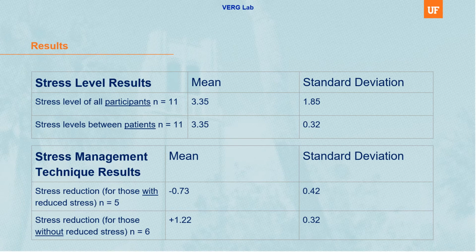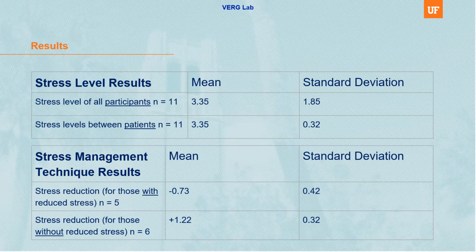To measure stress levels, we looked at the stress levels of all participants as well as the stress level of each virtual patient. The stress level means were the same for both of these categories, but the standard deviations differed. We were able to see that the standard deviation did differ among participants, but there was not a large standard deviation between the different virtual patients.